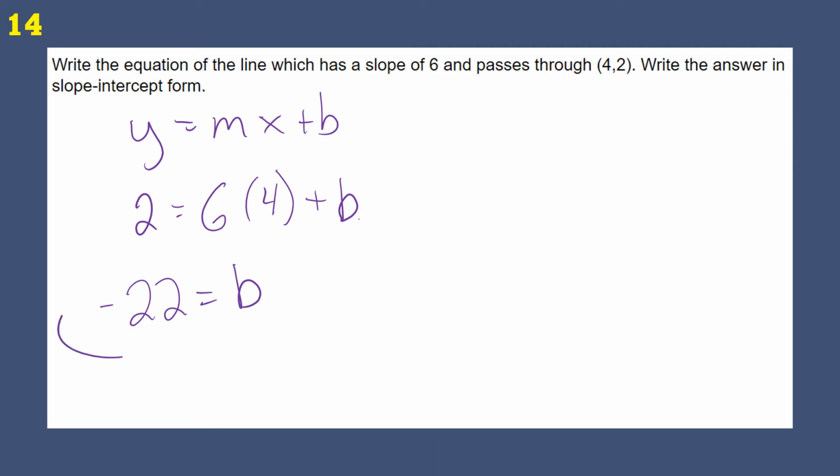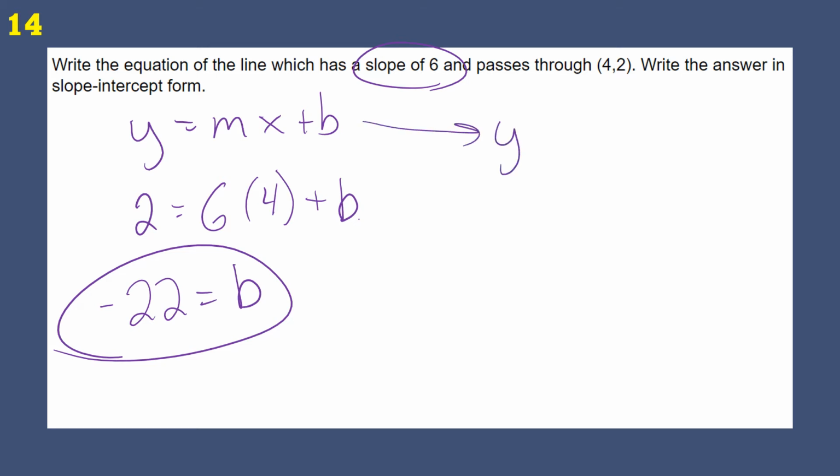Now I know b, and I also know my slope, so I'm going to rewrite it as y equals 6x minus 22.